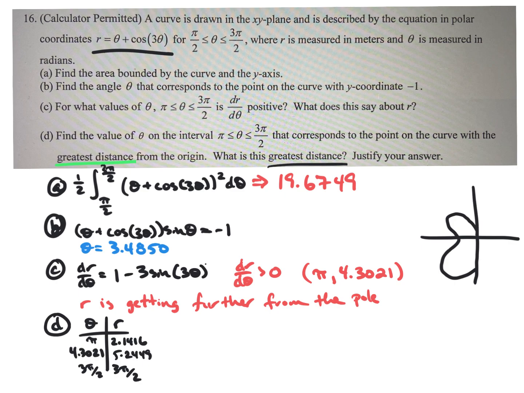What is the greatest distance away? No, that's the when. So what is the greatest distance? 5.2449. All right. If it said when is it at the greatest distance, then we would give the theta value, but it said what, and so we need the value. All right, and so justifying the answer is what? The little chart. That would be my method of doing it.